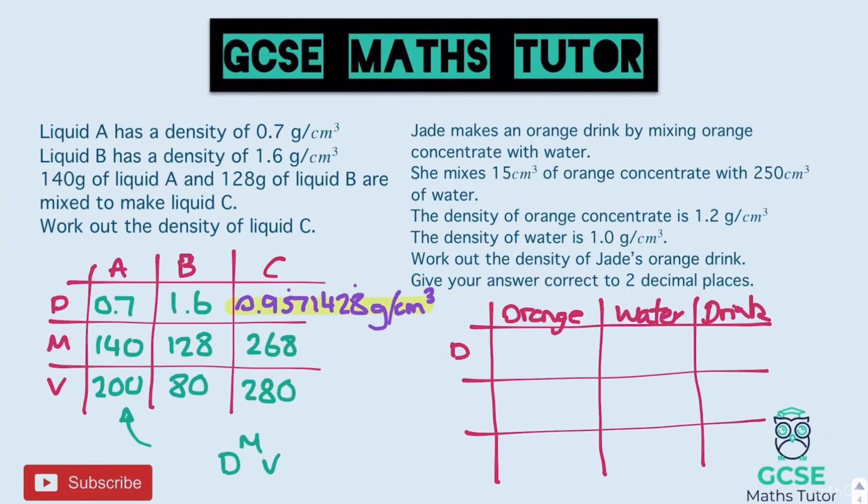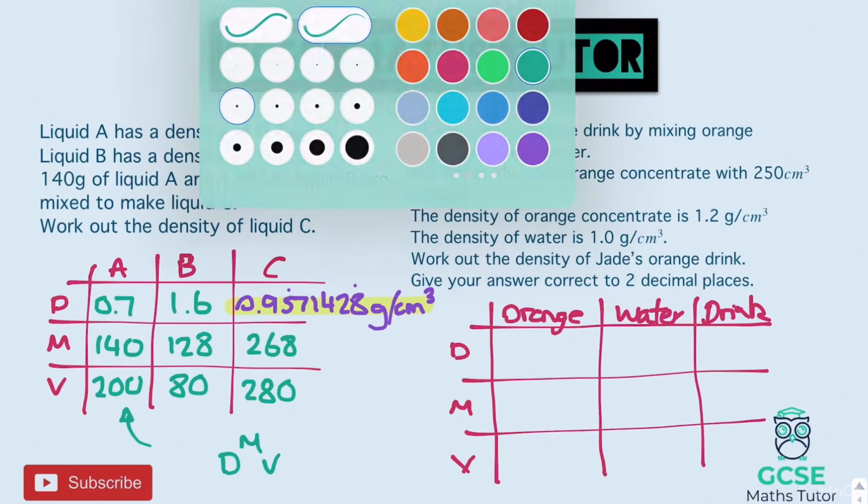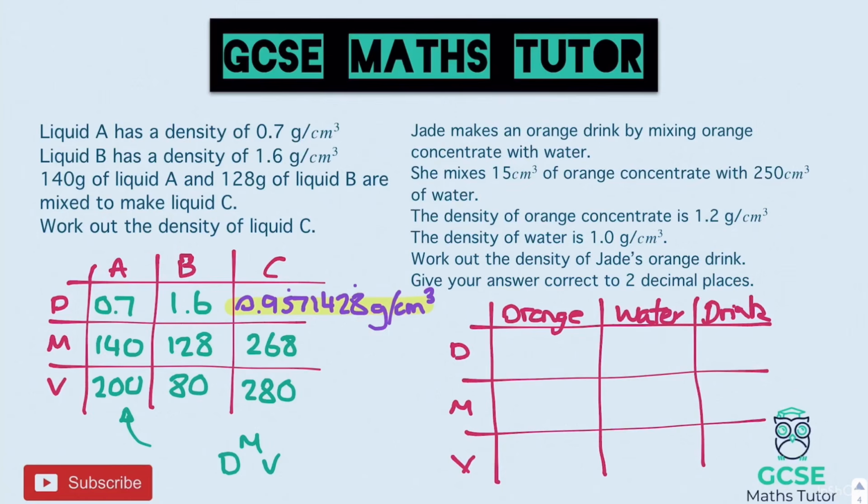So we've got a density, a mass and a volume to find. Right, okay, so what's given to us in the question then? Now straight away we've got 15 centimetre cubed of orange concentrate, so that is a volume, and we've got 250 centimetre cubed of water. So combined together, that is 265. Have a look at the density. We've got a density of 1.2 for the orange, 1 for the water, or 1.0. And we want to work out the density of the drink, so we can get the masses for both of these now. So don't forget, mass is density times volume.